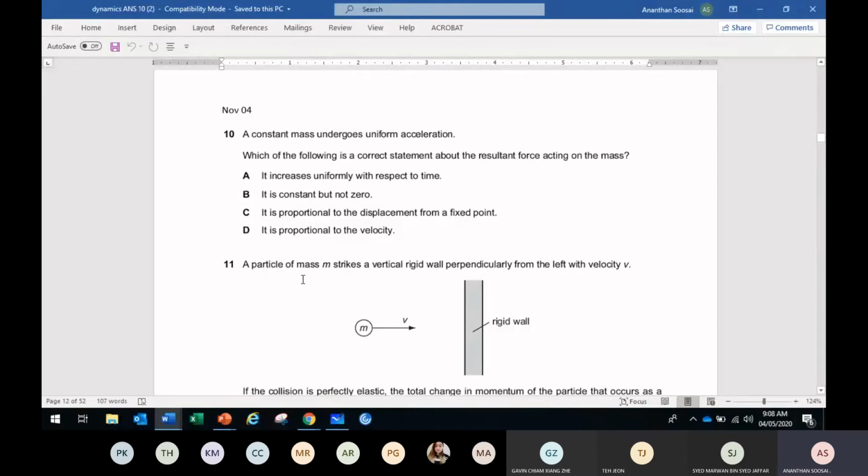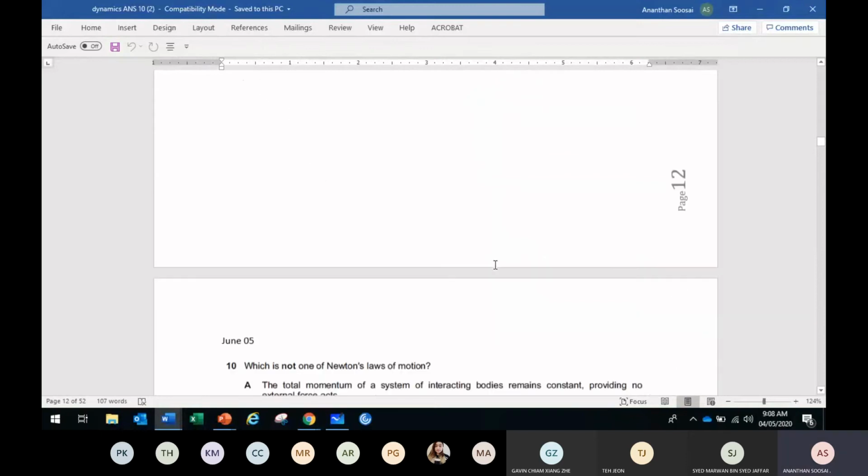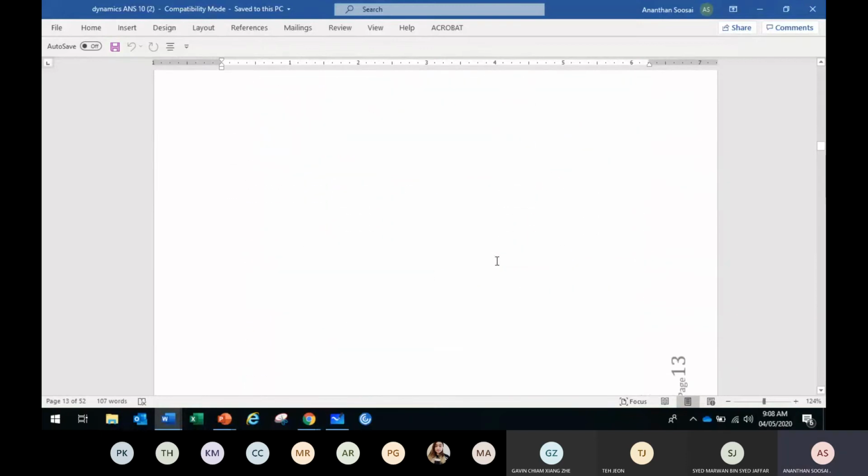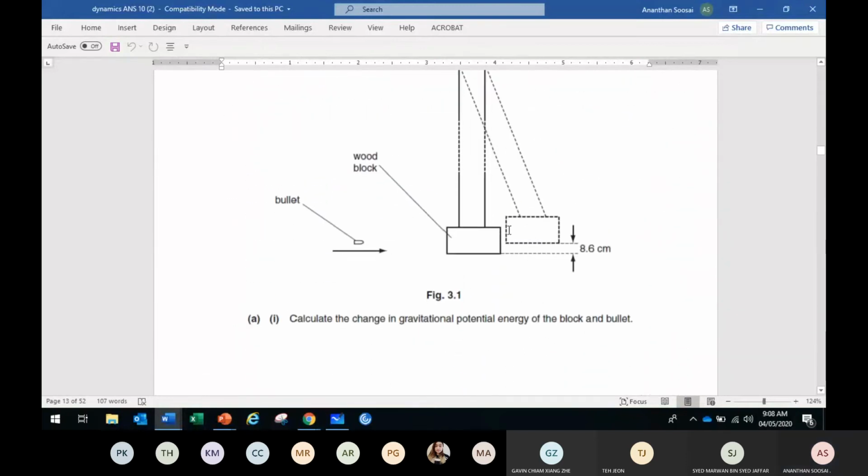So if the resultant force is constant, the acceleration is going to be constant. Uniform means constant. Okay, so this is Newton's law. The remaining questions we can discuss later.